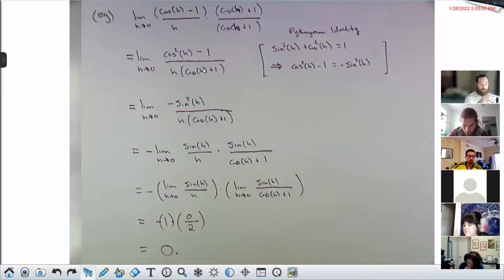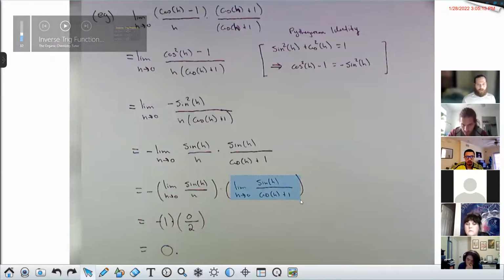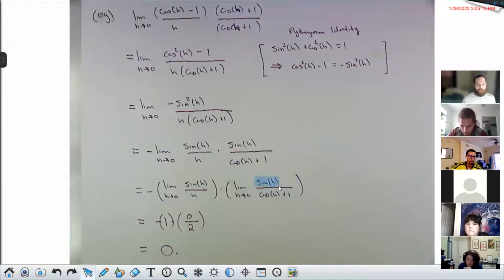How did you get 0 over 2 again? I'm sorry? How did you get 0 over 2? I just plugged 0 in here. So the sine of 0 is 0, and the cosine of 0 is 1. So I've got 0 over 1 plus 1, which is the 0 over 2. Yeah, the neat trick is by stealing the h from the downstairs and putting it with the sine h upstairs. This piece I now know goes to 1, and that was the thing that made this hard.